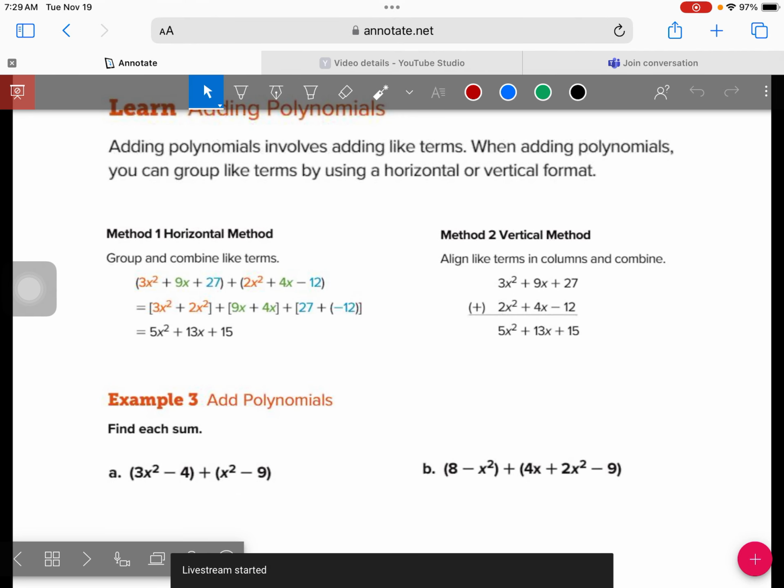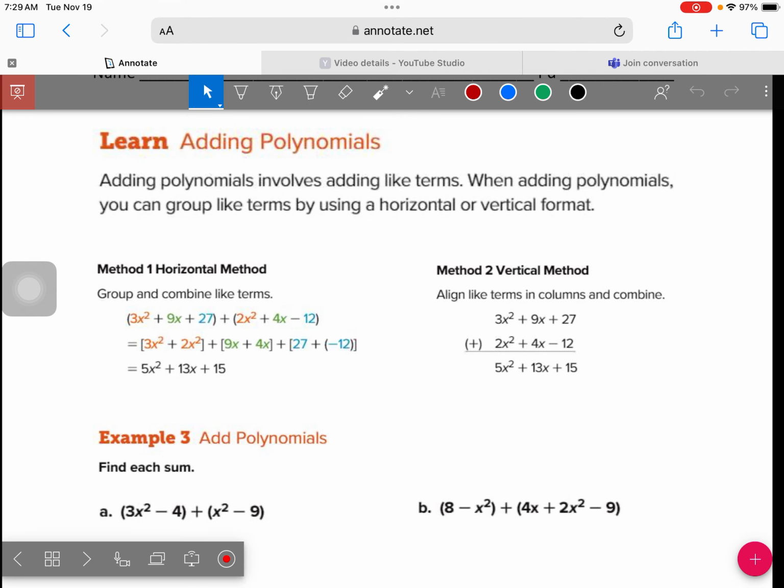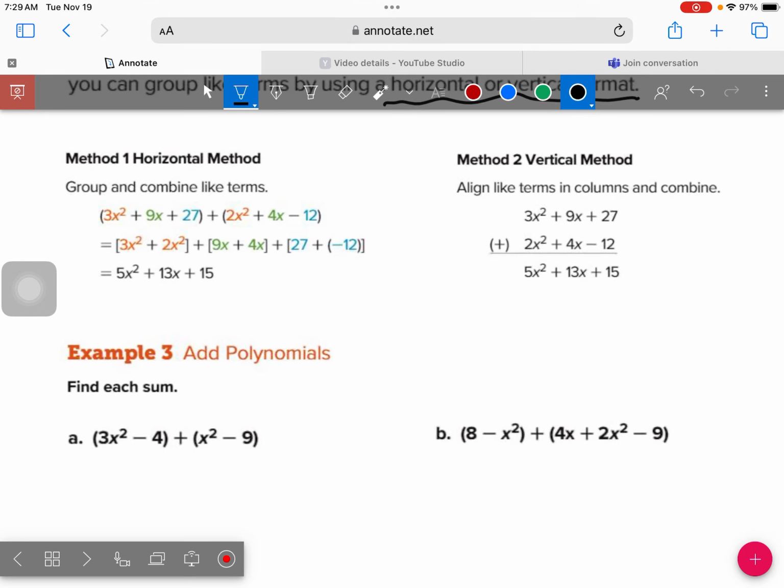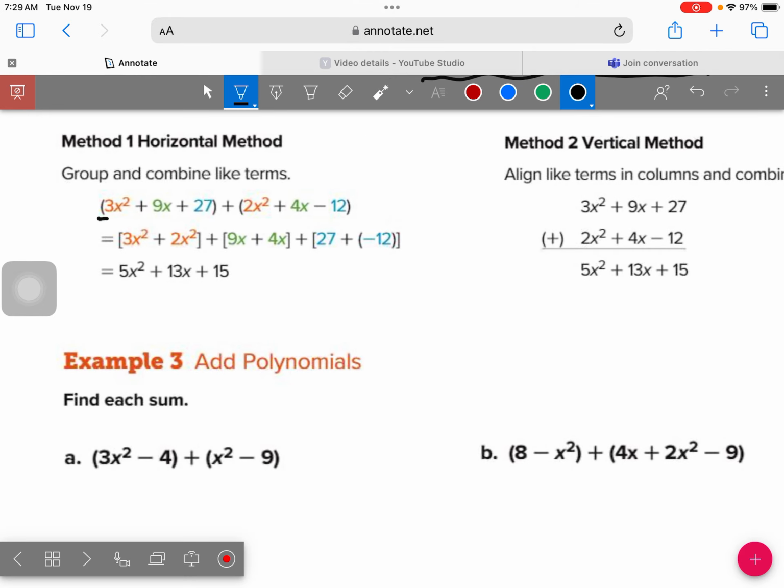Oh, okay. Adding polynomials. So now we get to add these together. It says adding polynomials involves adding like terms. Looking for my highlighter. Adding like terms. When adding polynomials, you can group like terms by using a horizontal or a vertical format. Horizontal or vertical. Okay? So method 1, they have 2 trinomials that we are adding together.